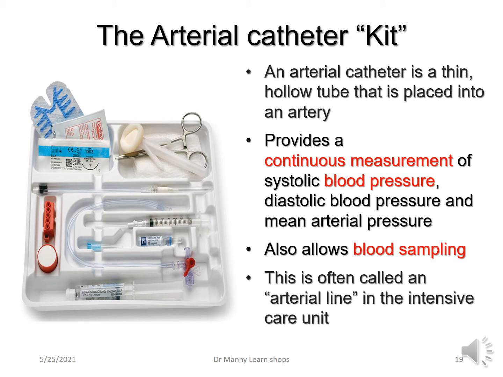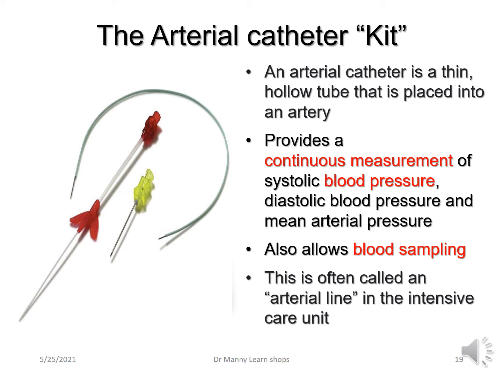What about the arterial catheter? Well, these days they come in kits. An arterial catheter is basically a thin, hollow, polyurethane plastic tube that's placed into an artery. It provides a continuous measurement of the systolic blood pressure, the diastolic blood pressure and the mean arterial blood pressure, as I indicated previously, and it also allows for arterial blood sampling, especially for arterial blood gas. This is often called an arterial line in an intensive care unit. So you've got the catheters.